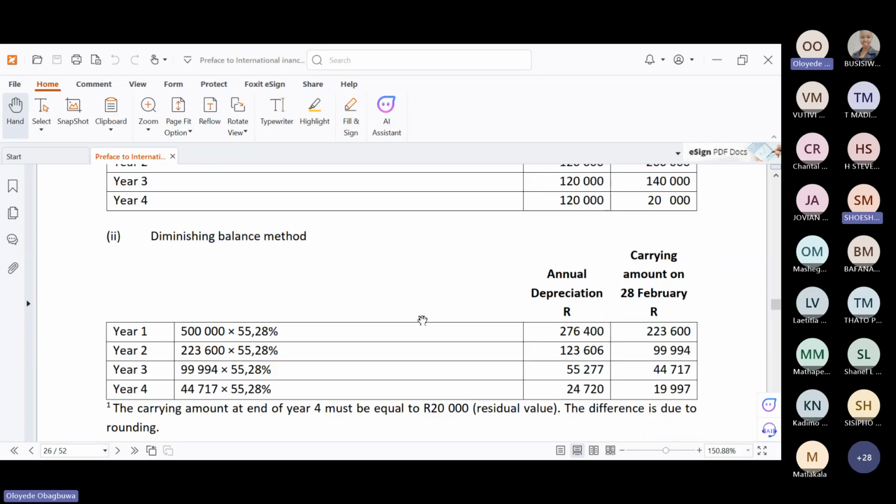Diminishing balance method: you just apply the percentage. At year one, you apply it at the cost. The depreciation is 276,000. The carrying amount, when you remove 276,000 from 500,000, you have 224,000. This is the carrying amount. Then the carrying amount is what we are going to apply the percentage on the following year. Then there will be the balance, 19,999, which is almost 20,000.